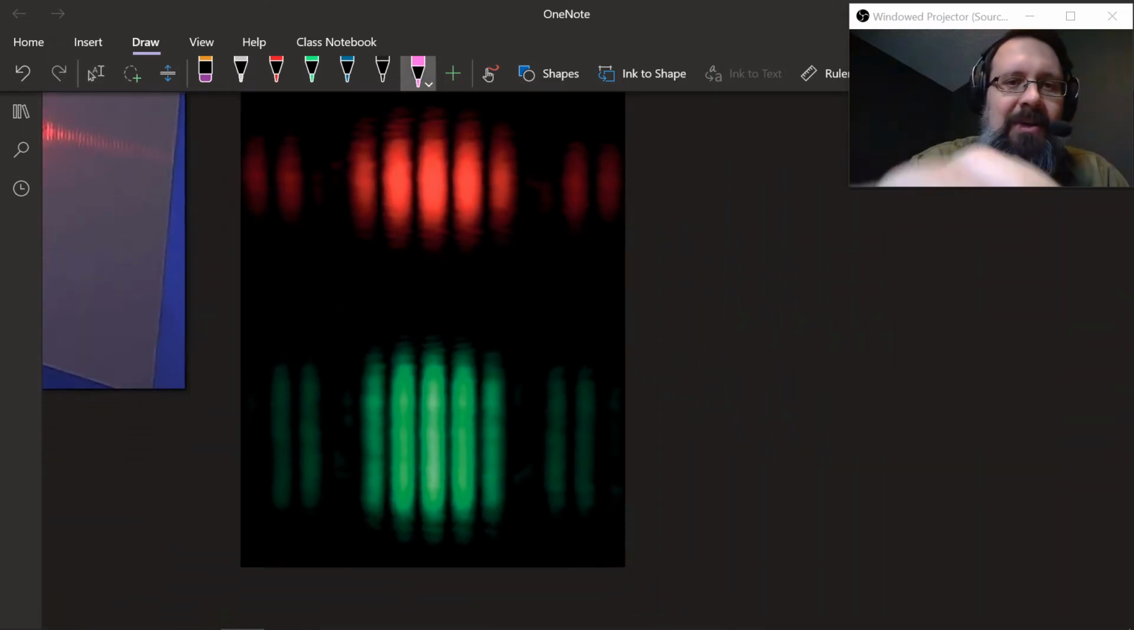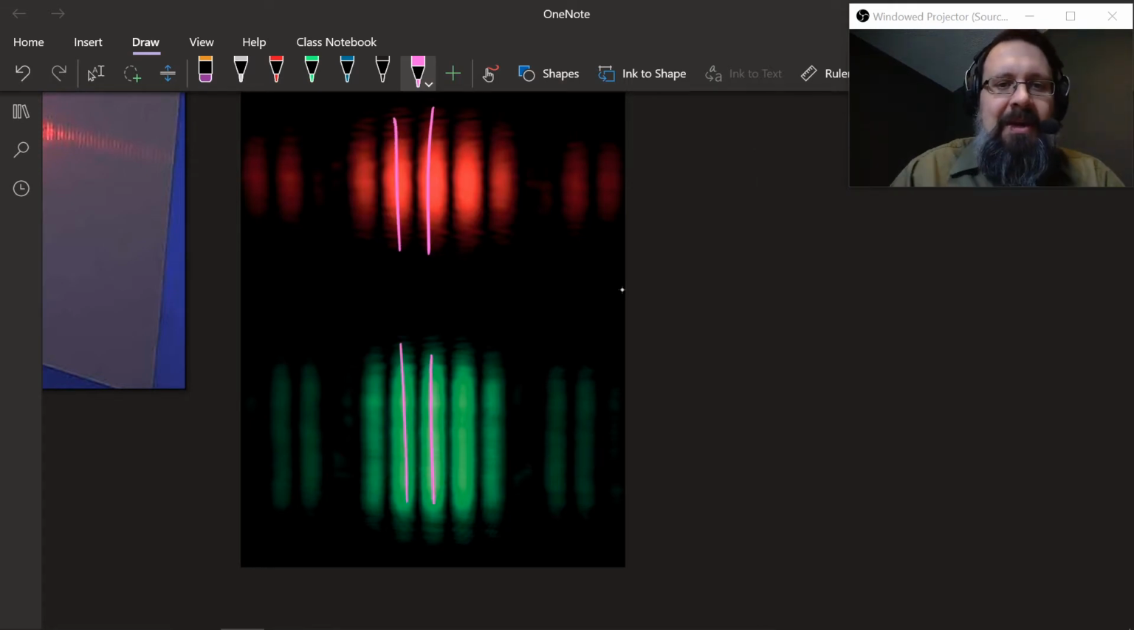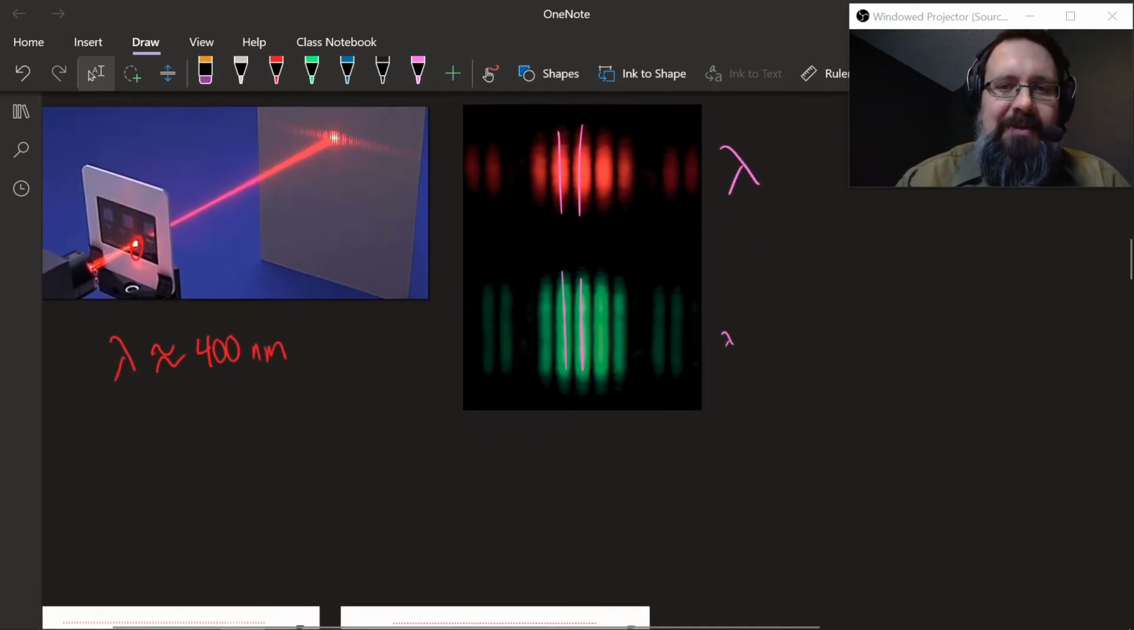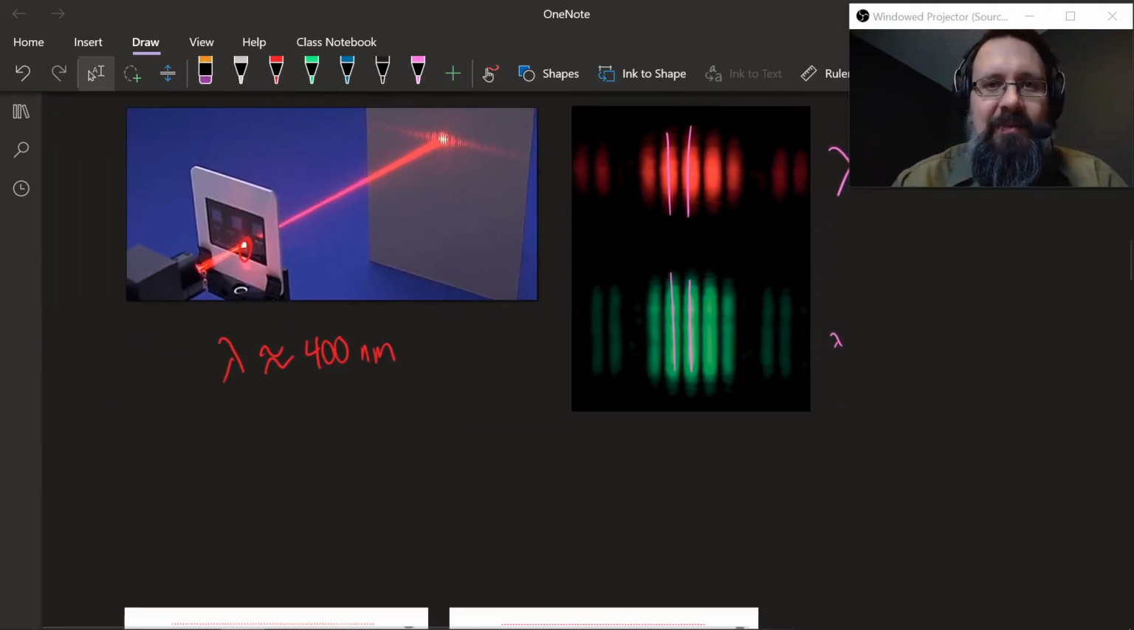And the one thing that's kind of cool to notice is that the spacing between these is dependent on the wavelength. Red light has a long wavelength, whereas green light has a shorter wavelength. And so you can see that the shorter the wavelength is, the shorter the separation between the fringes will be. So that's proving that light is a wave, or rather, we should say that light exhibits wave properties.